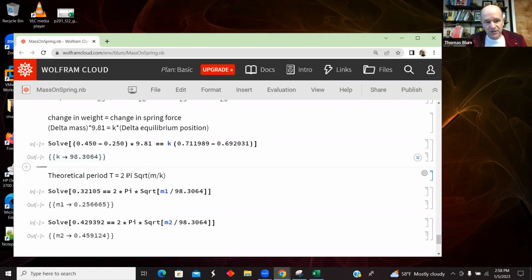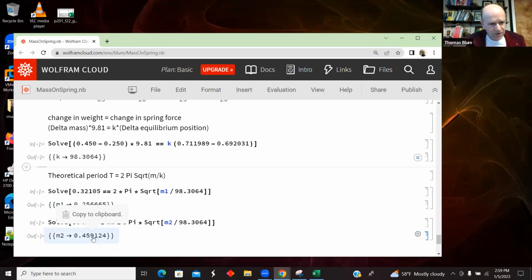And theoretically, the period's supposed to be 2 times pi times the square root of m over k. I just got a k by playing with our equilibrium. So let's try to find the masses and see how they compare to the masses that we put into the problem. Okay, so our first spring had a period of 0.32105, and I'm setting that equal to 2 pi square root of a mass over K, which I just got to be 98, and solve that, and I get a mass of 0.256665. And if I do the same thing for the second spring, I get a mass of 0.459124. And so this is close to the 250, or again, I moved to kilograms, so 0.250. And this is the 0.450, so that is consistent.